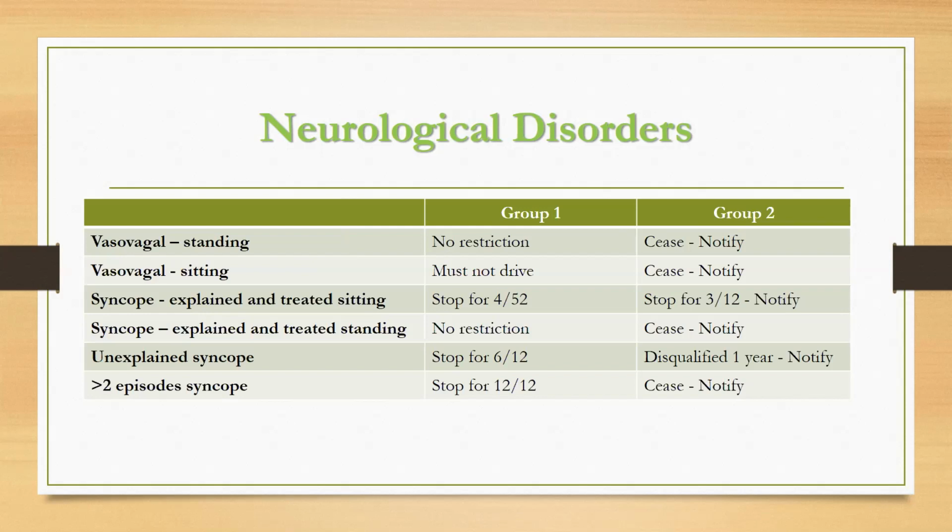If the patient has unexplained syncope, which means we don't know the cause of the syncope and it's not treated yet, group 1 should stop driving for at least 6 months. For group 2, he will be disqualified for 1 year. He should notify DVLA and he will be reassessed after this year. If the patient had recurrent syncope, or more than 2 episodes of syncope, group 1 should stop driving for 1 year, while for group 2, the patient should stop driving and notify DVLA.